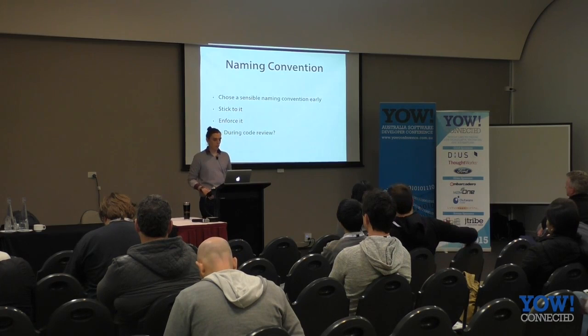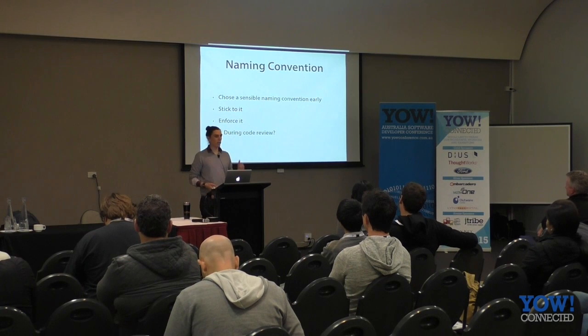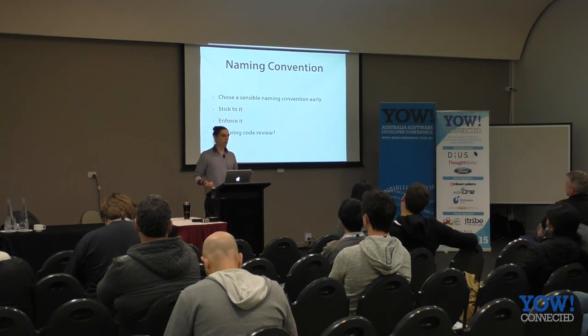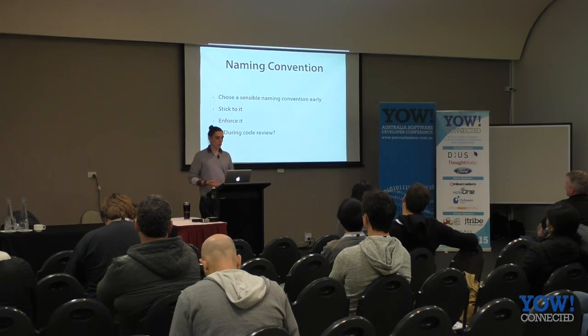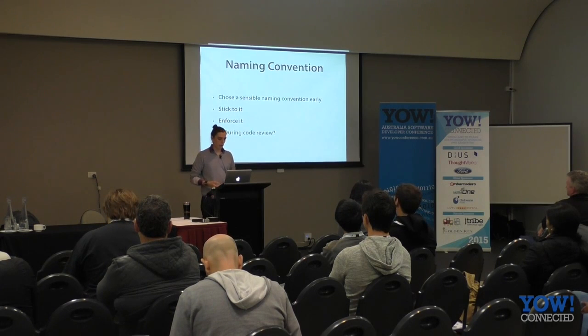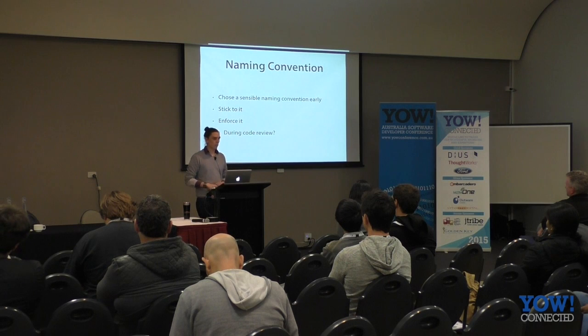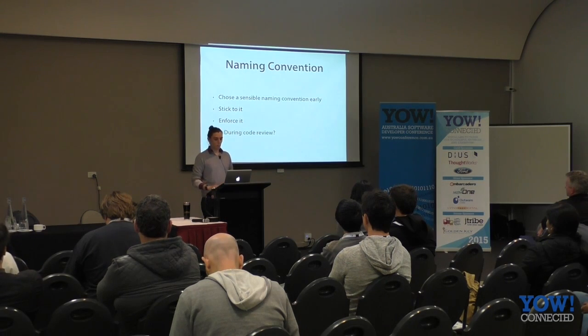Naming convention. All those classes and protocols and all of those things that I mentioned before, how do you name them? You choose a sensible naming convention with your team, and you stick to it, and you enforce it. How do you enforce it? Why not during code reviews, or during tech huddles, or morning stand-ups, whatever. But just choose a bloody naming convention and stick to it. That makes everyone's life easier.